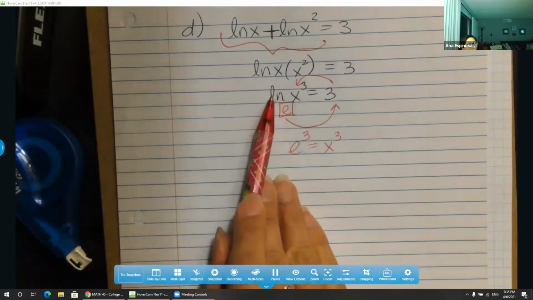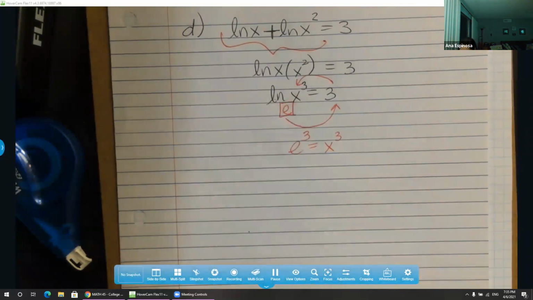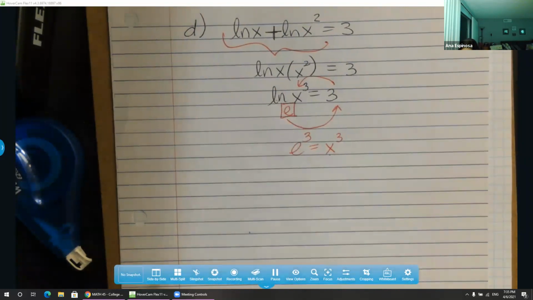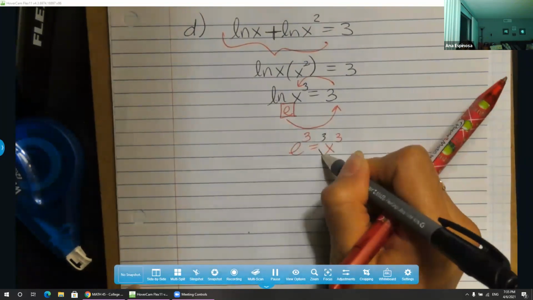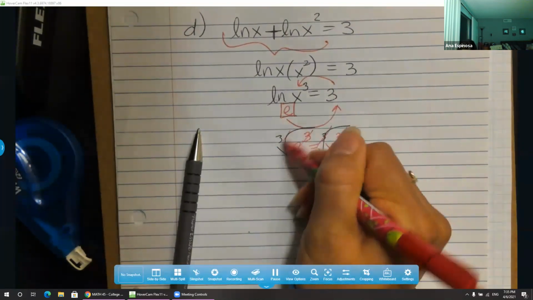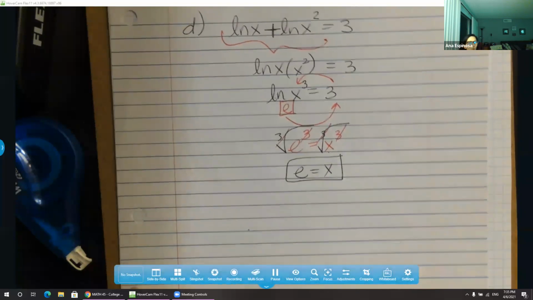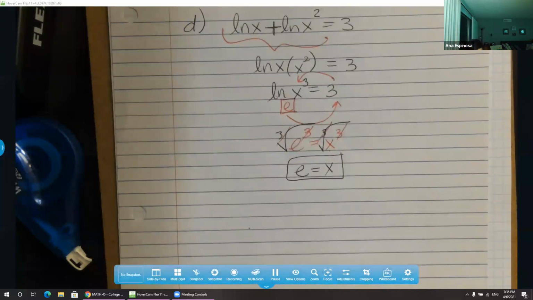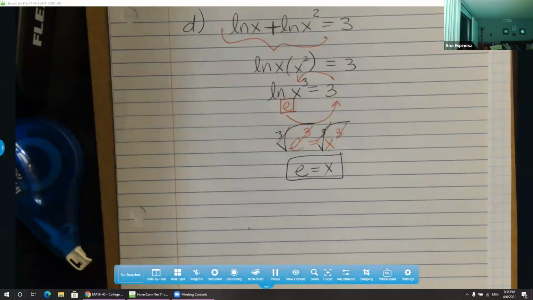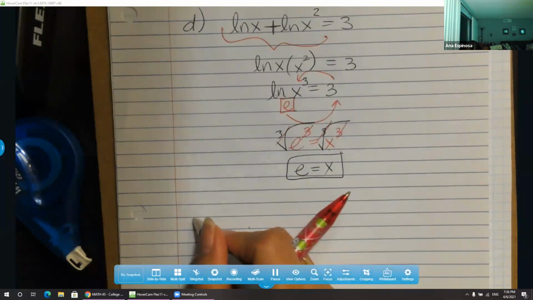That relieves the ln, it disappears. I'm trying to solve for x. In order for me to solve for x, I take the cube root of both sides. This cancels, and magically this cancels too. So x equals E, which is a number. I know that looks funny. You're like, how do two letters equal to each other? Only this one's a letter. This one's an actual number.